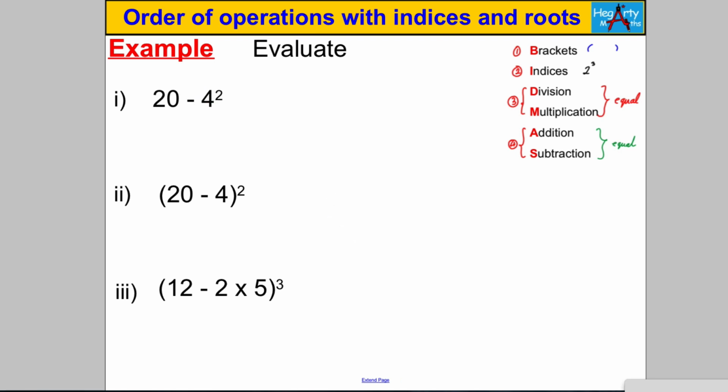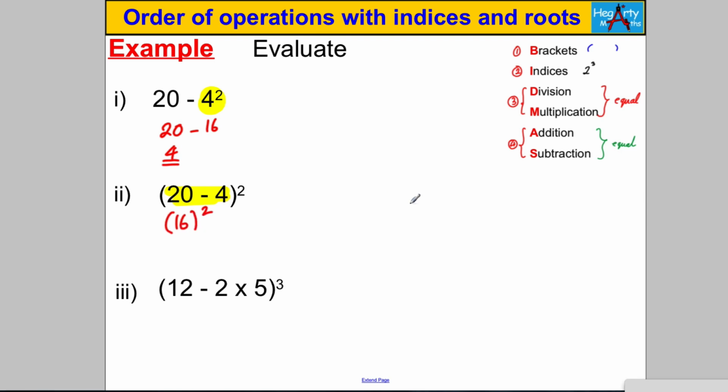Here we've got a subtract and an indice. We should do the indice first. So we're going to work out 16, and don't forget to do 20 subtract 16, and the answer is 4. Here we've got brackets, a subtract and an indice. We should do the thing in brackets first. 20 subtract 4 is going to be 16, and then work out 16 squared.